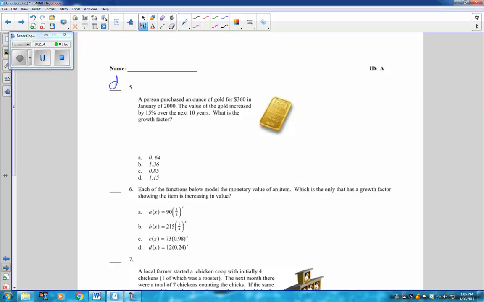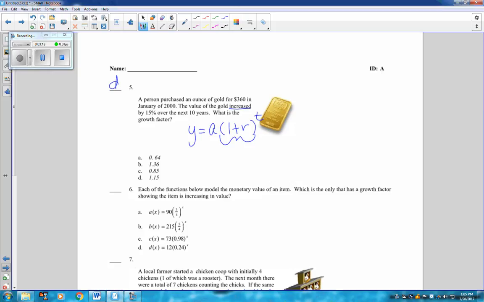It says a person purchased an ounce of gold for $360 in January 2000. The value of the gold decreased by 15%. So you're going to use, it asks what is the growth factor. Wait, it increased. All right, your growth model is y equals a times 1 plus r to the t power. The growth factor would be what's in that parentheses right there.